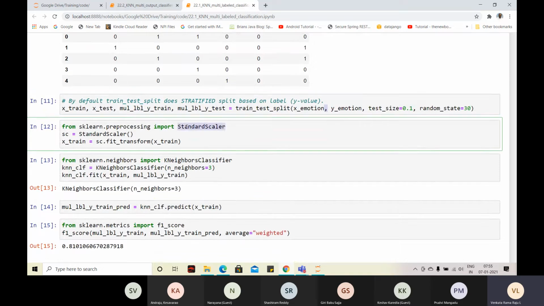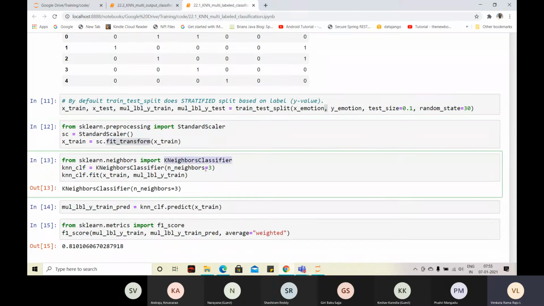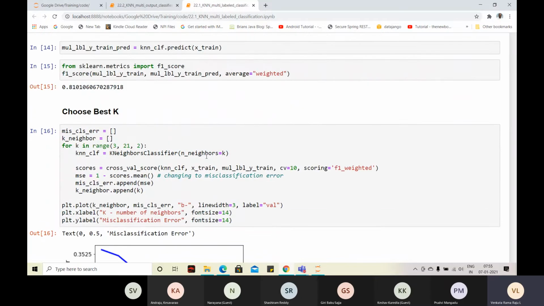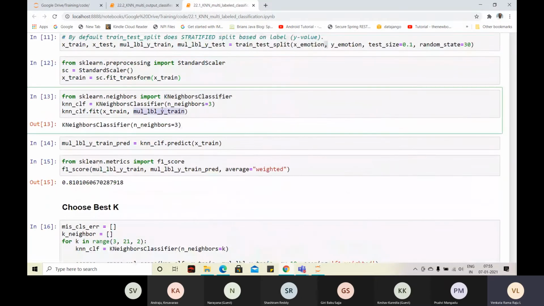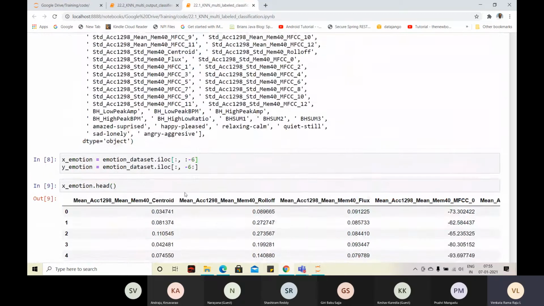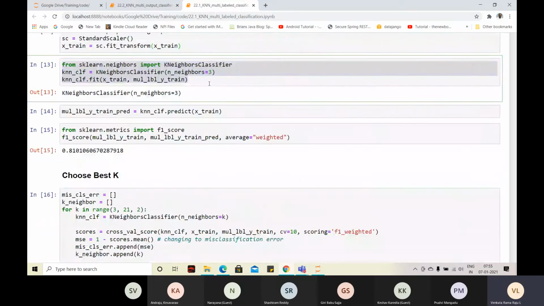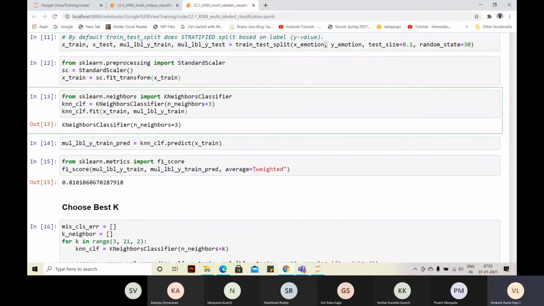So I have taken the standard scaling and scaled it. Why? K nearest neighbors works well when you do standard scaling. So I scaled it, and then by default, when I built it the first time, I took n neighbors equal to 3. When I say n neighbors equal to 3 and say fit, it is not going to do anything. It is going to take this data and put it into memory.